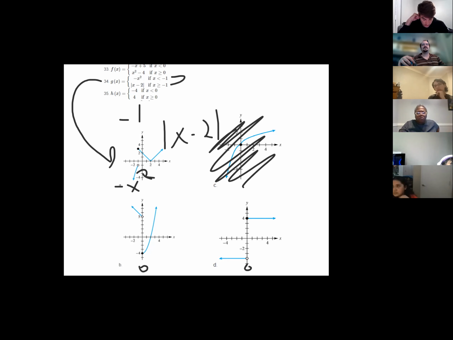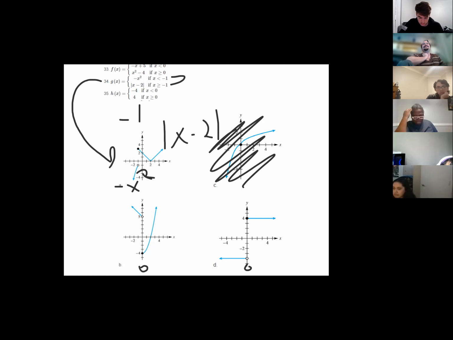Just knowing the basic shape of these things: the x² creates a parabola, the negative is going to flip it upside down, and the absolute value, we talked about those things, should look like a V. Does that look like a V? Yeah, so those look like they're matching up. It's split at -1. That left side looks like a downward parabola, and that right side looks like an absolute value.